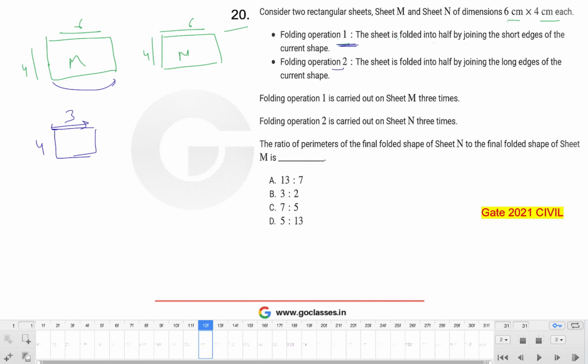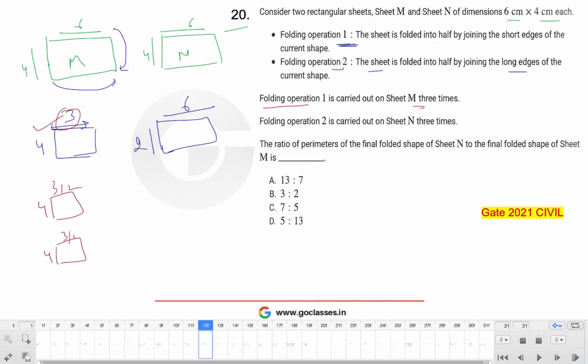In operation 2, the sheet is folded into half by joining the long edge. It means these edges will be folded. It will be 2 and it will be 6. And folding operation 1 is carried out on M 3 times. First time, and second time also, this edge will be half. So it is 4 and 3 by 2. And third time, it will be 4 and 3 by 4.